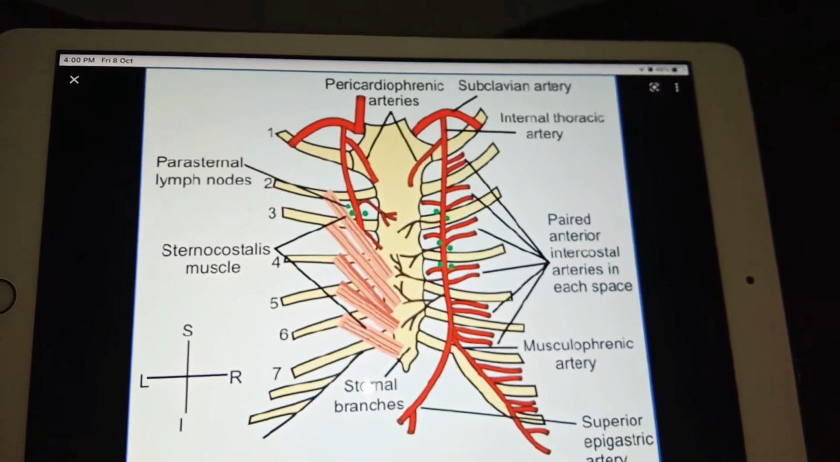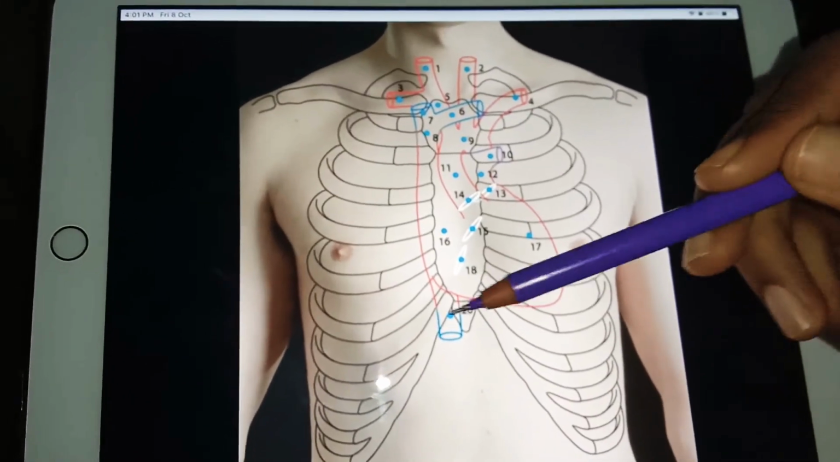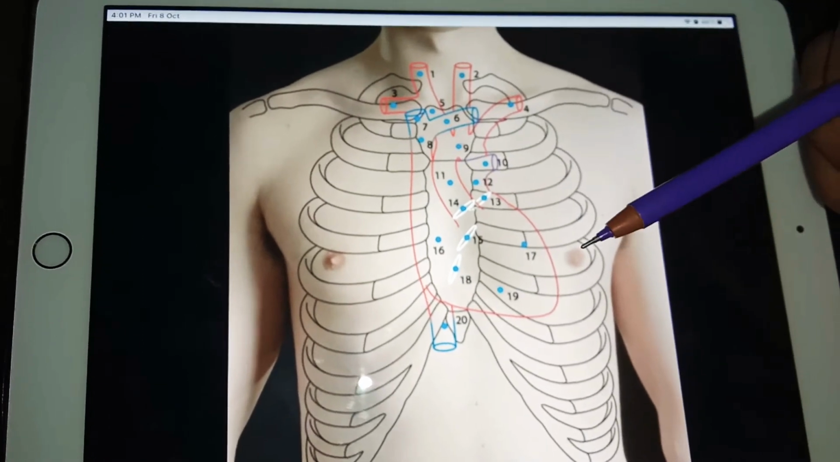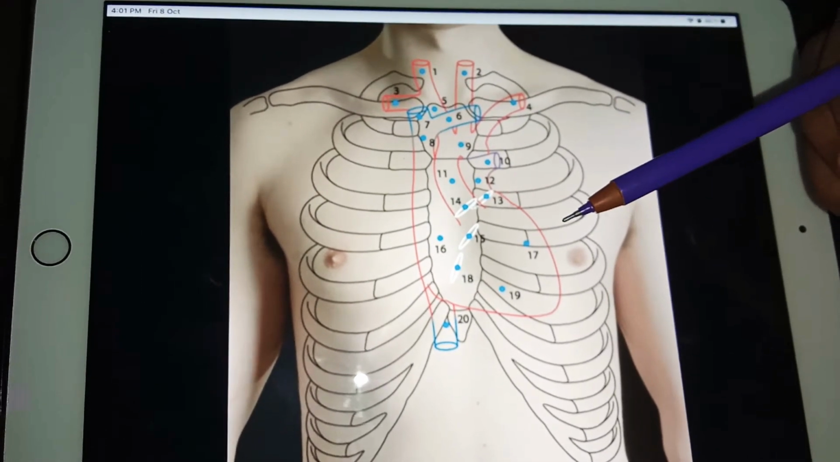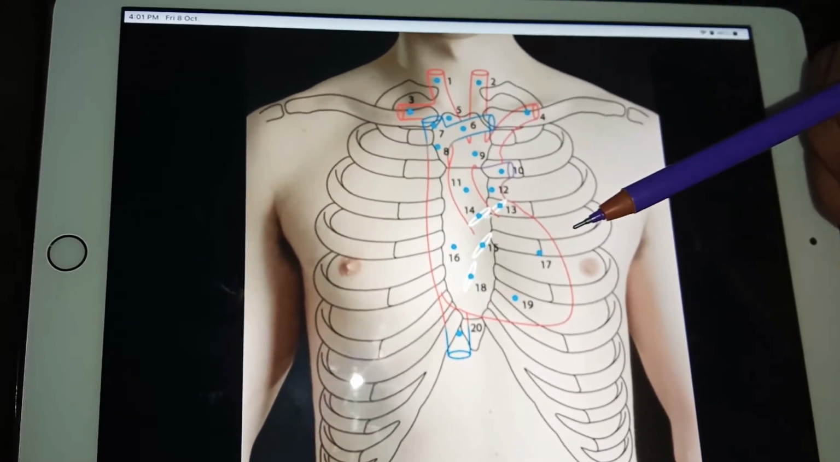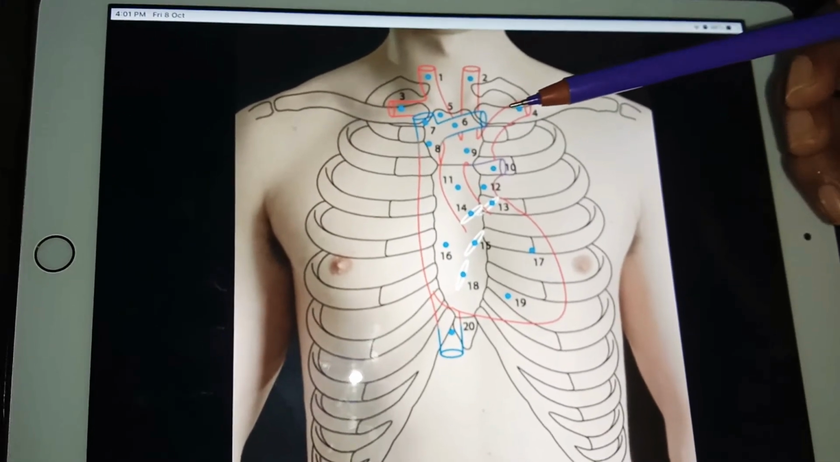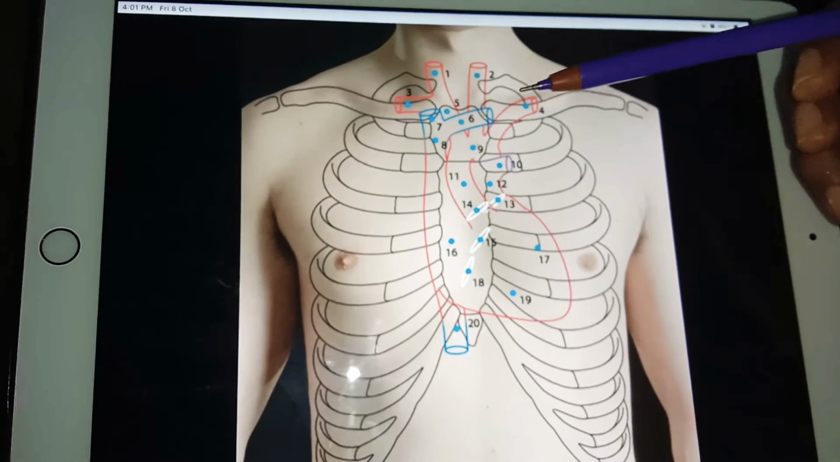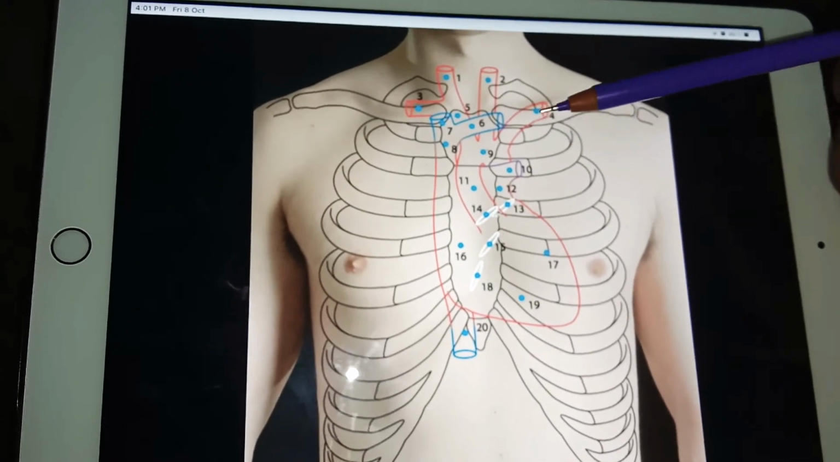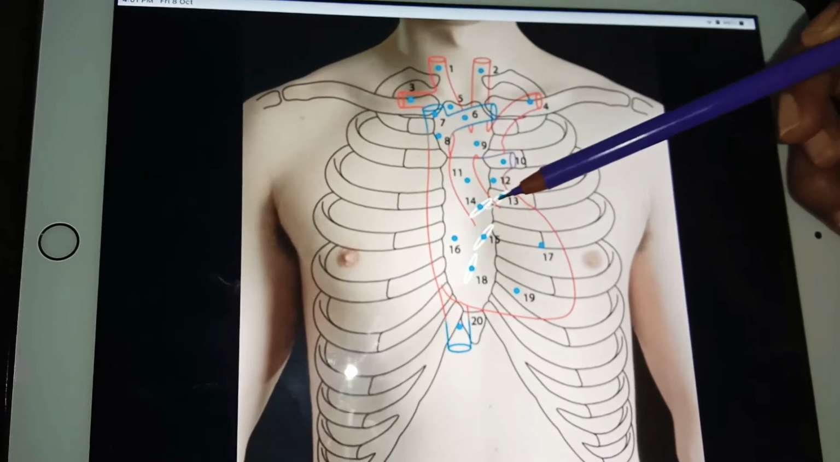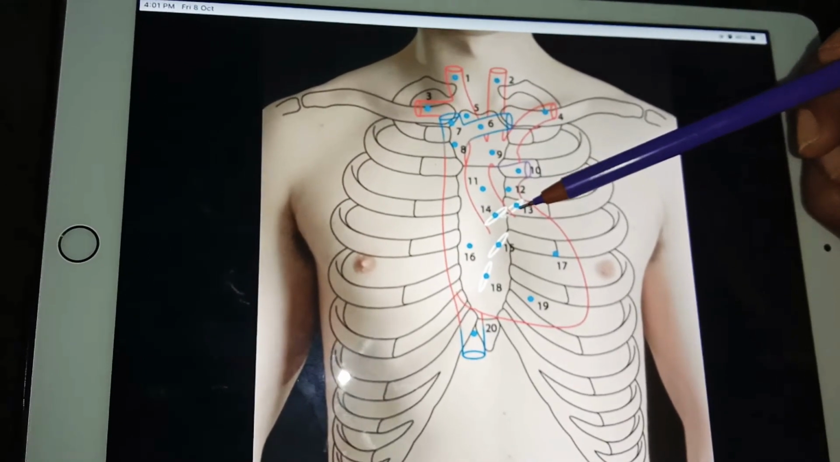Next we will see the pulmonary trunk. Now we are going to see the surface landmarks of the pulmonary trunk. The first mark will start at the pulmonary valve by a horizontal line. So where is the pulmonary valve? You know the pulmonary valve will be on the upper border of the third costal cartilage. So see the third costal cartilage: this is the first one, second one, third one. So here you have the pulmonary valve.